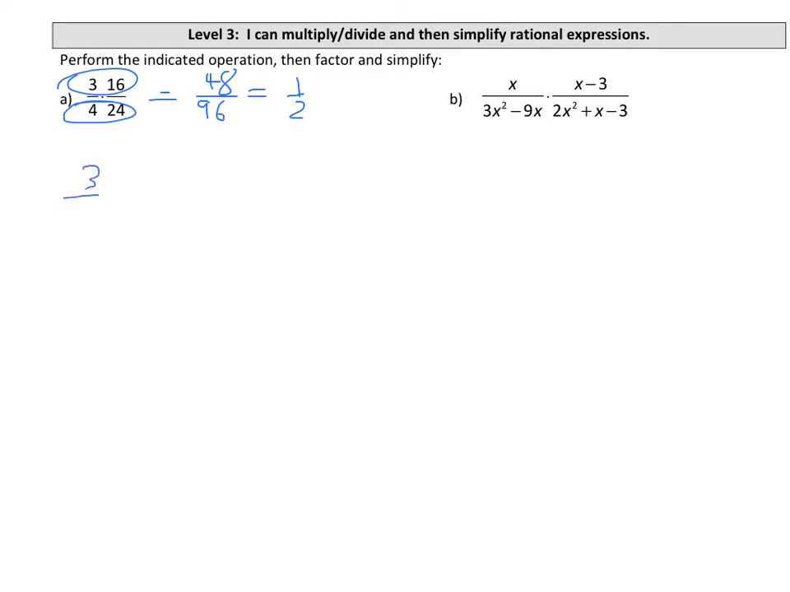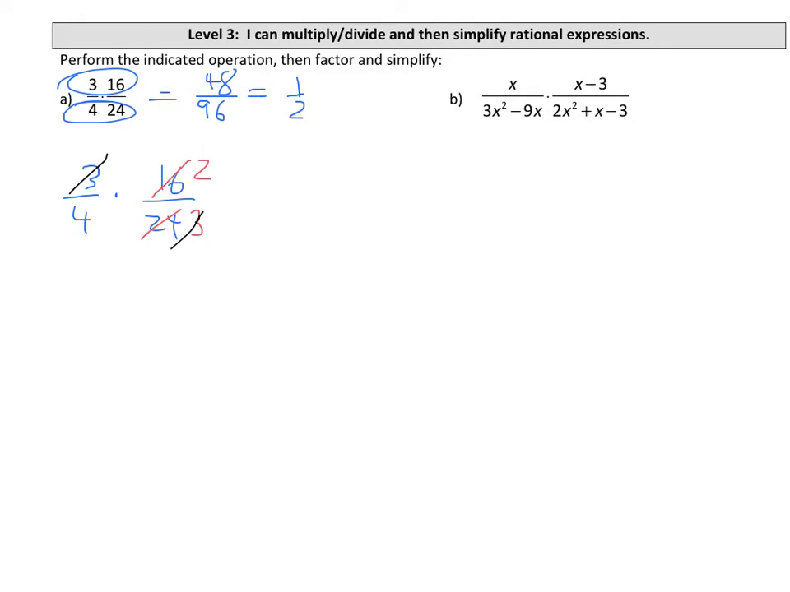So if I have 3 over 4 times 16 over 24, I can simplify 16 over 24 first if I want. Those can both be divided by 8. 16 divided by 8 is 2. 24 divided by 8 is 3. And then I can also simplify diagonally. If I have a 3 on the top of the first fraction and a 3 on the bottom of the second fraction, those 3's can cancel out. If I divide them both by 3, I get 1 over 1.